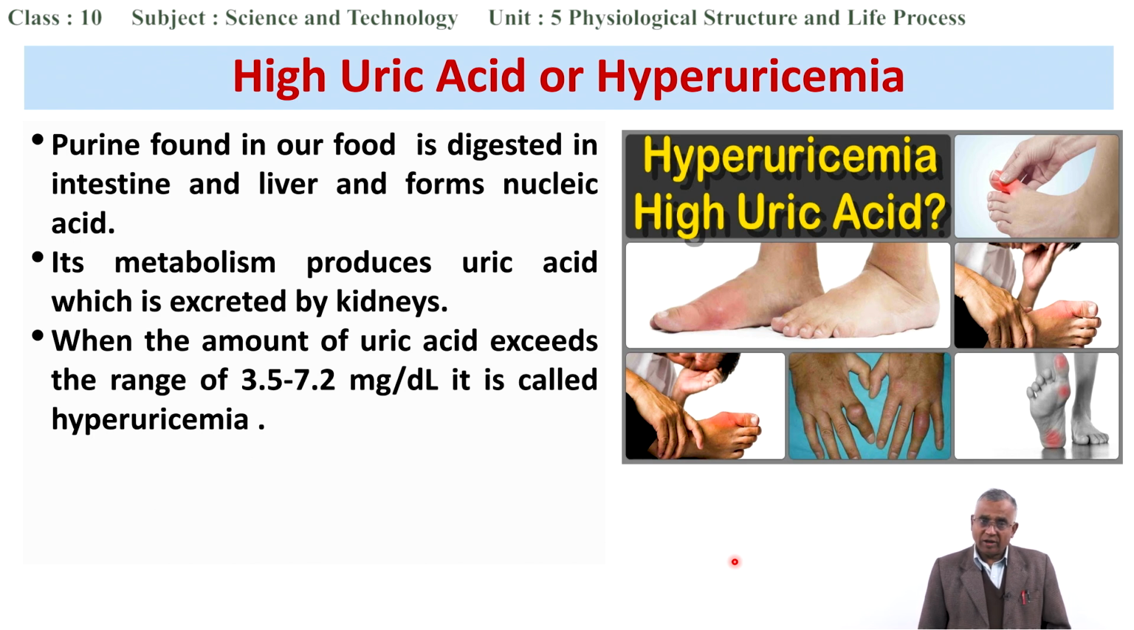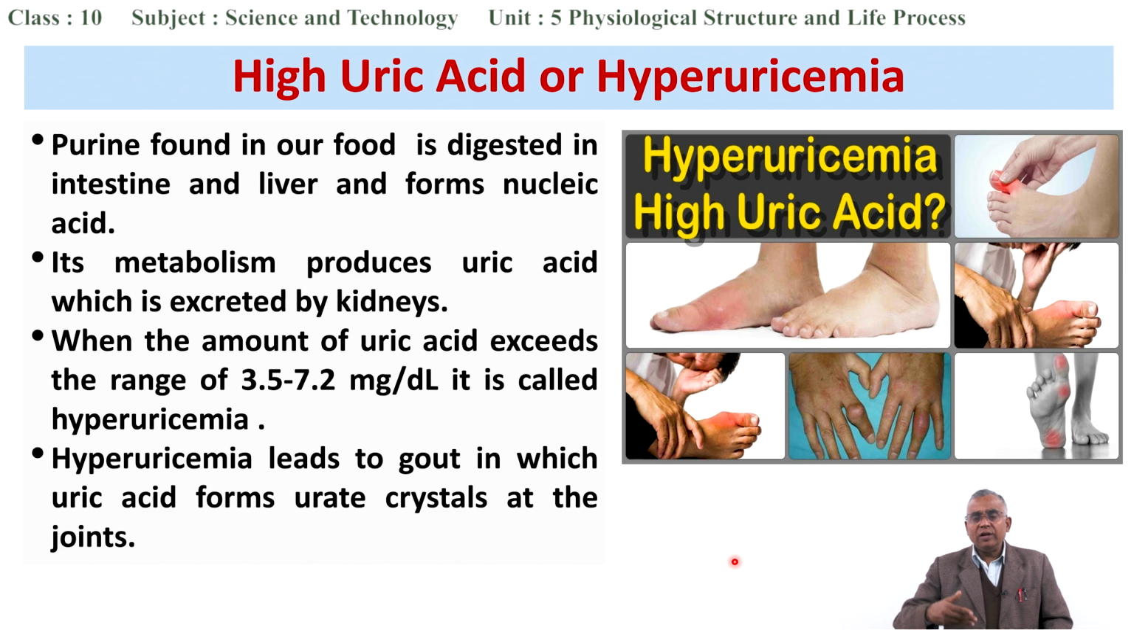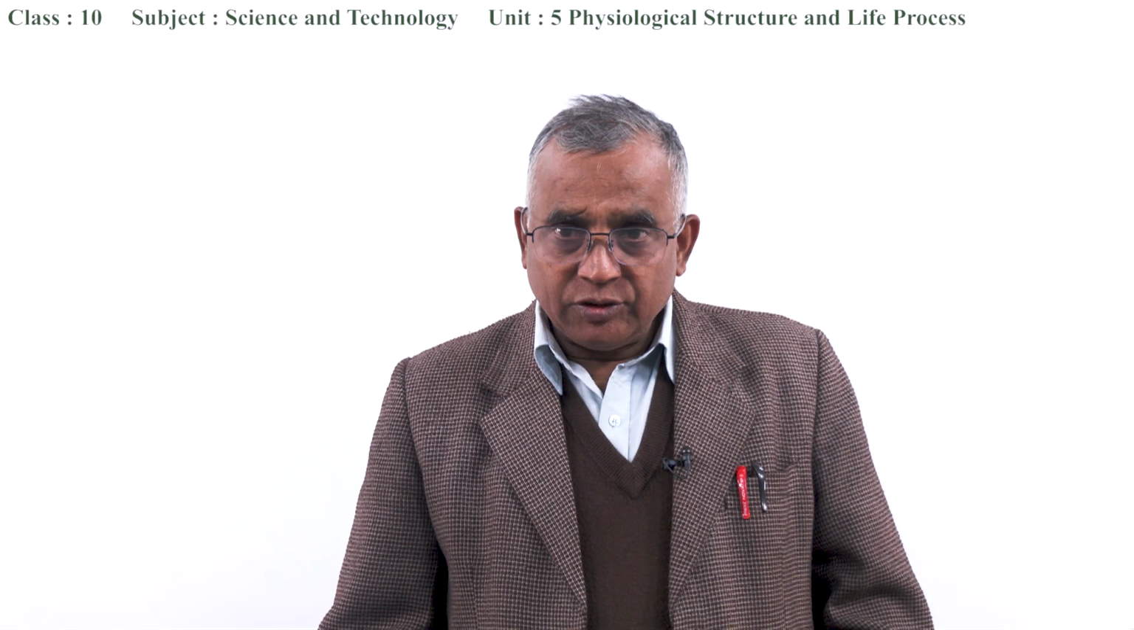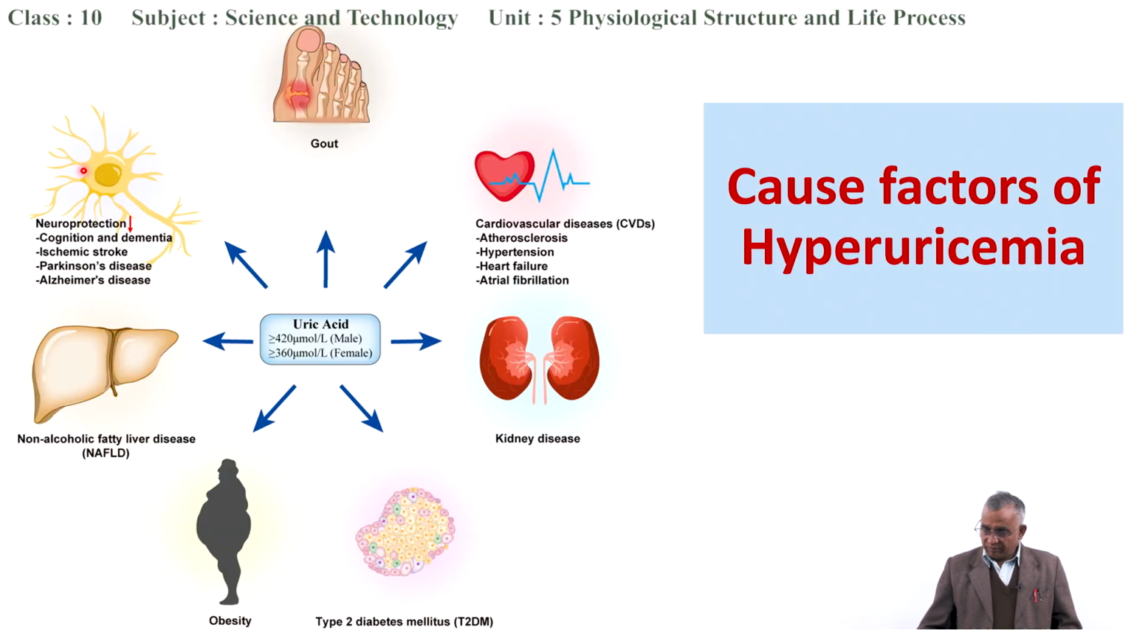It is about what? Hyperuricemia. And it also leads to what? Gout. So hyperuricemia and gout are not the same, but gout occurs after hyperuricemia. If a person is suffering with hyperuricemia, it doesn't mean that he is suffering with gouty arthritis also. When hyperuricemia remains for a long time, then it leads to gout. Okay students, now see about the cause factors of hyperuricemia.